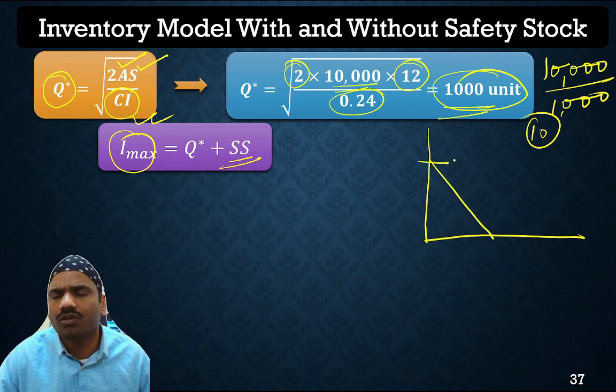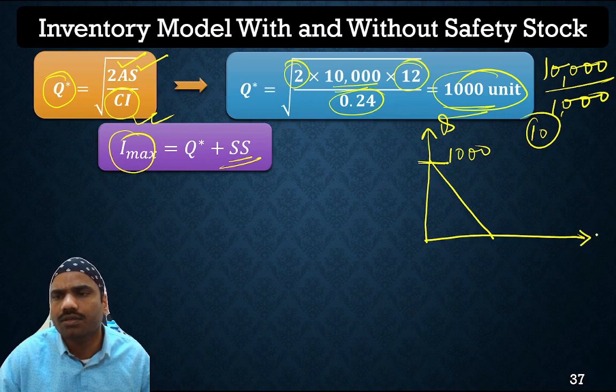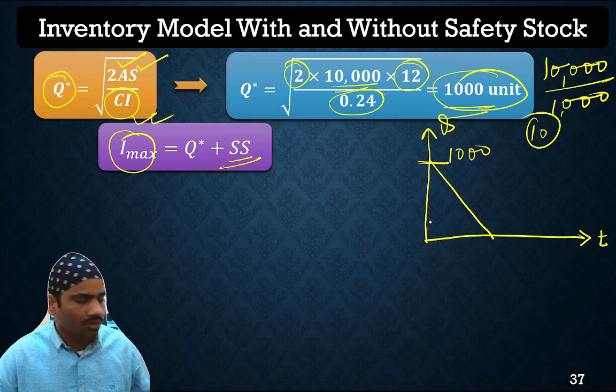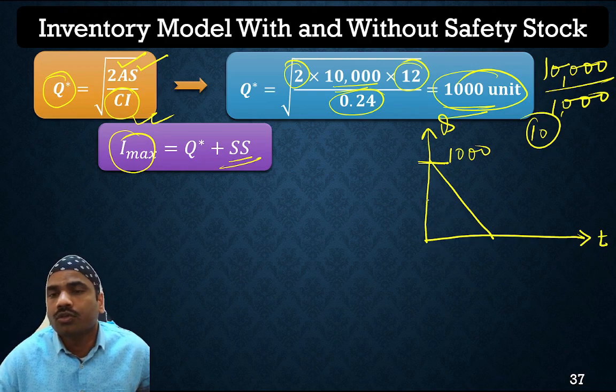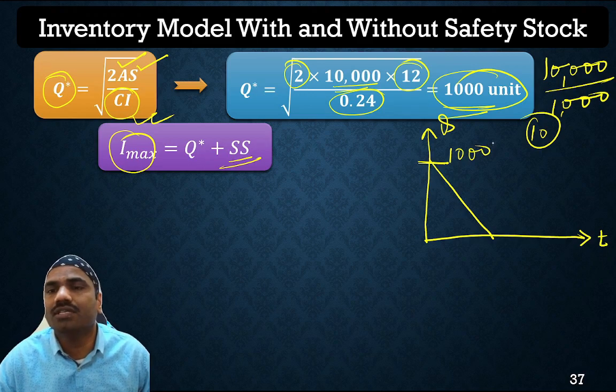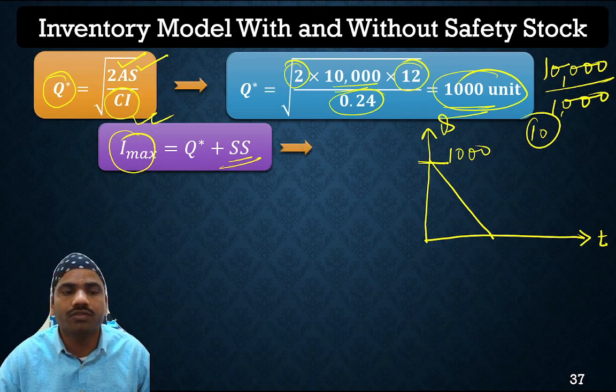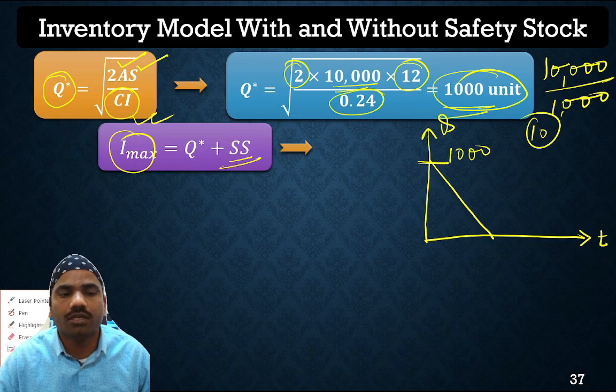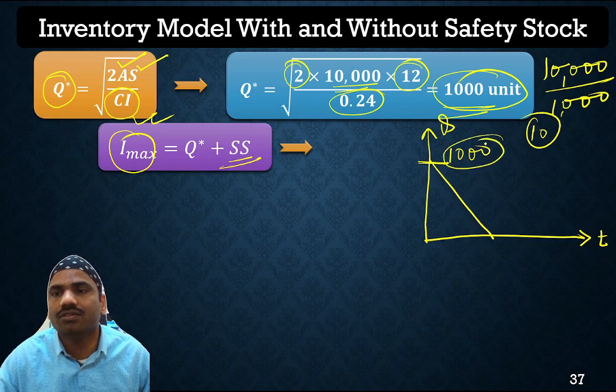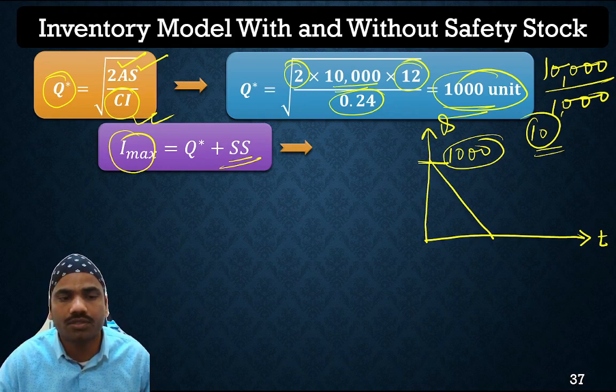So we have economic order quantity, that is EOQ, and how much is it? EOQ is 1,000 units. This is Q between 0 and T. We have the economic order quantity of 1,000 and a demand of 10,000. So the number of orders is 10. So this particular cycle will be repeated 10 times.